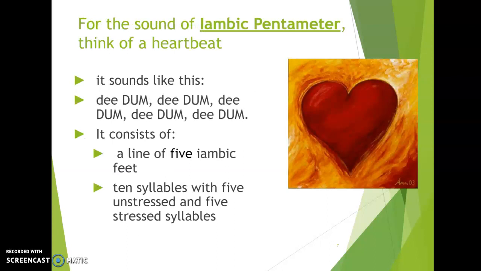Okay, so for the sound of iambic pentameter, like I said, we're going to think of a heartbeat. Unaccented followed by accented. De-dum, de-dum, de-dum, de-dum, de-dum. It consists of a line of 5 iambic feet, which would be 10 syllables, with 5 unstressed and 5 stressed. And that's how all of Shakespeare's sonnets are written, and a lot of the lines, especially the more influential lines in his plays, are written.